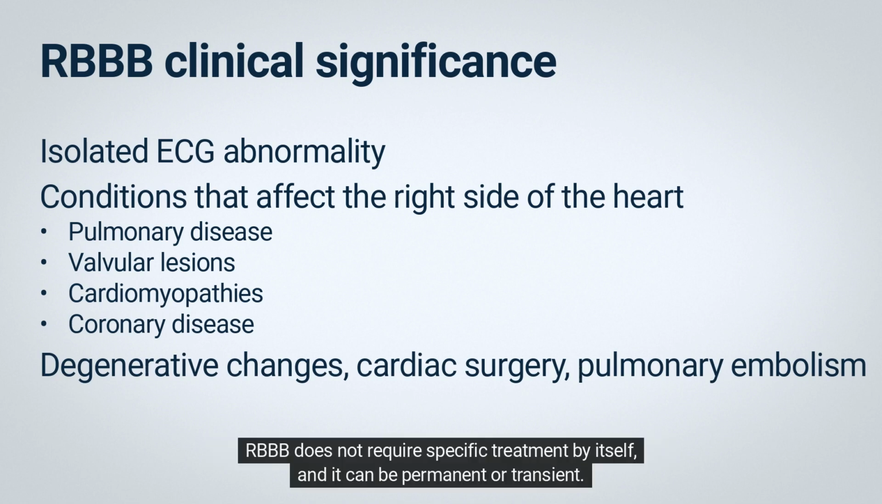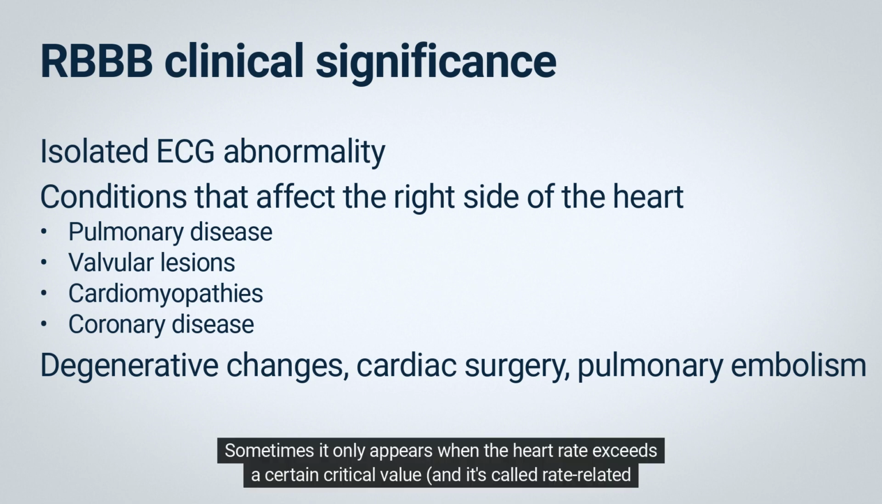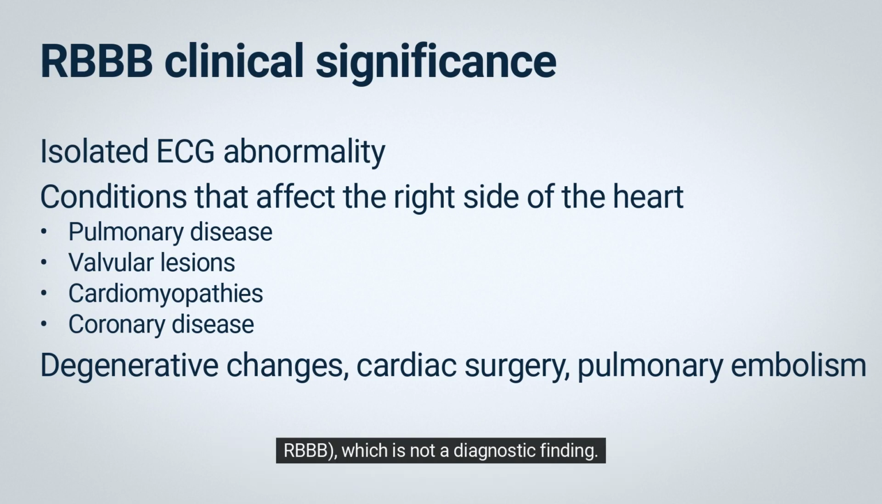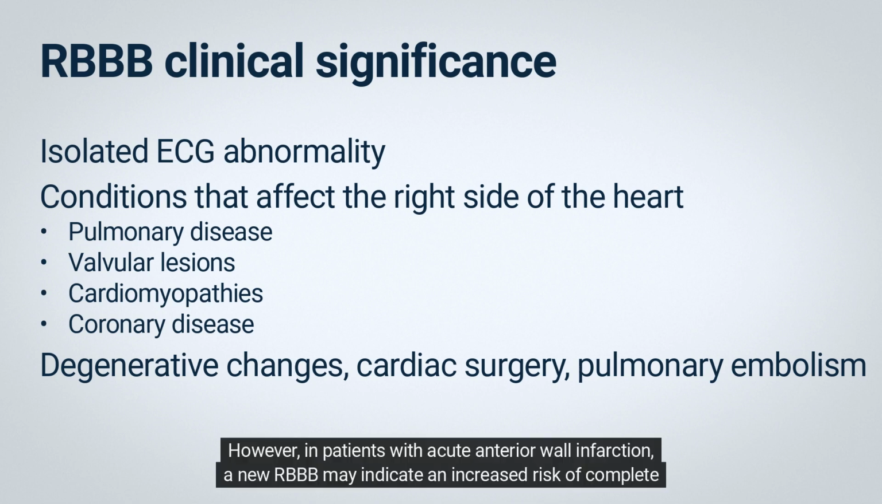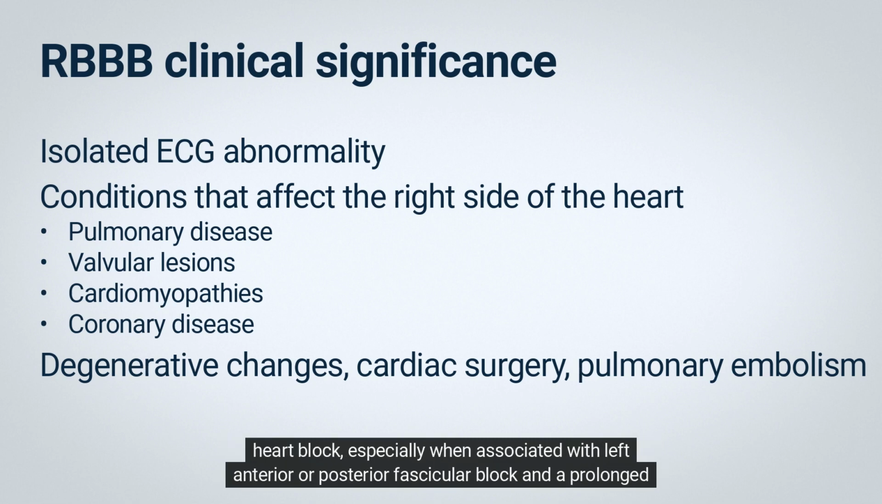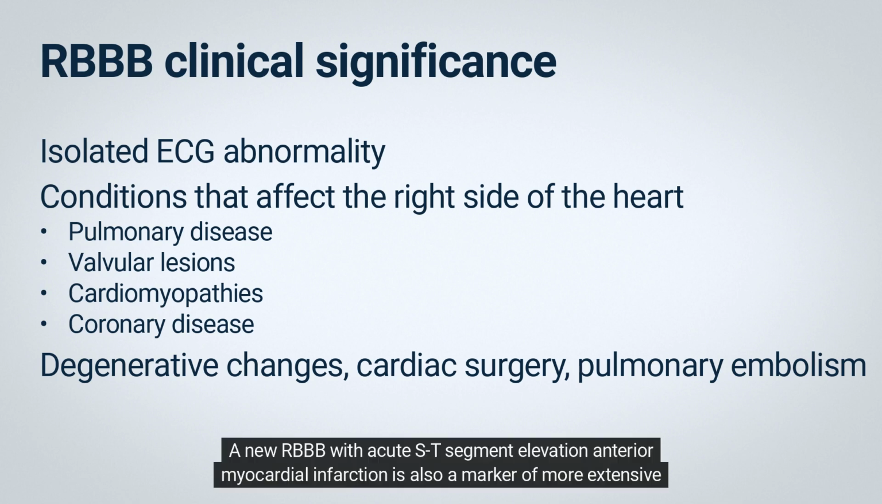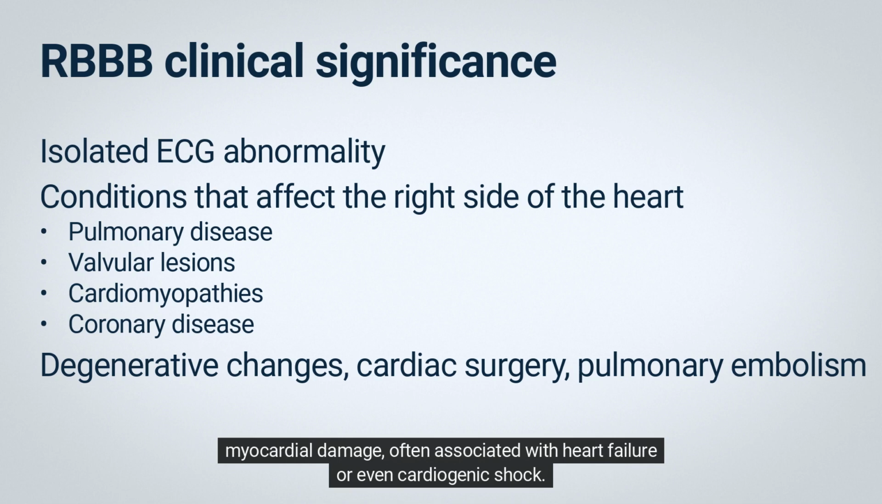RBBB does not require specific treatment by itself, and it can be permanent or transient. Sometimes it only appears when the heart rate exceeds a certain critical value, and it's called rate-related RBBB, which is not a diagnostic finding. However, in patients with acute anterior wall infarction, a new RBBB may indicate an increased risk of complete heart block, especially when associated with left anterior or posterior fascicular block and a prolonged PR interval. A new RBBB with acute ST segment elevation anterior myocardial infarction is also a marker of more extensive myocardial damage, often associated with heart failure or even cardiogenic shock.